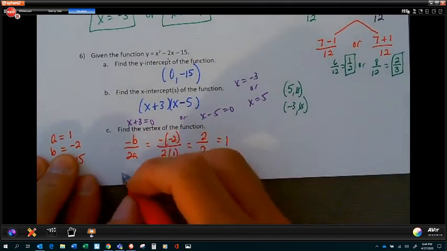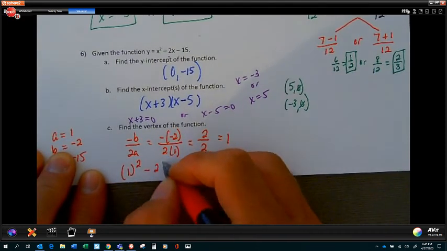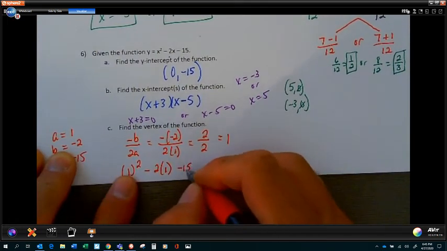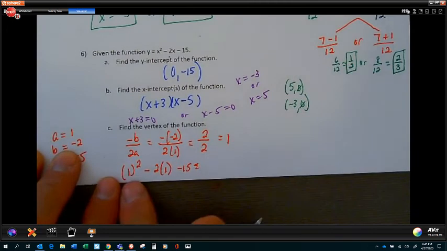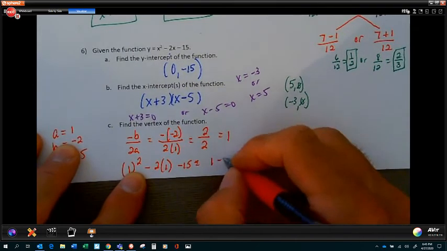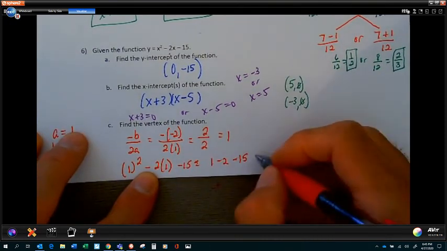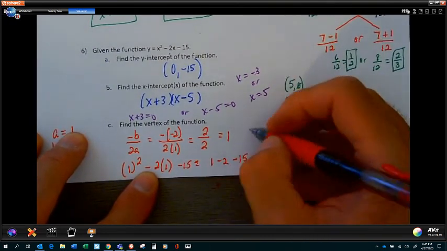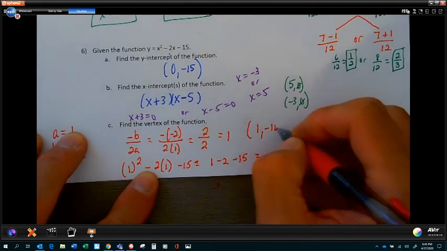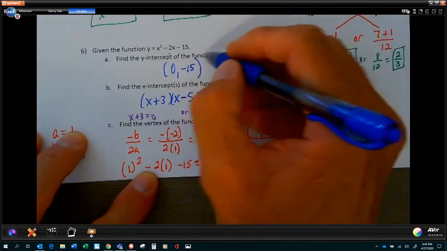Our k, we need to substitute back into the original equation, so we have x squared minus 2 times x minus 15, where our x is 1. We have 1 squared, which gives us 1. Negative 2 times 1 is a negative 2, and then minus 15. So we have 1 minus 2 minus 15 gives us a negative 16. So our vertex is going to be (1, negative 16). Now we found the vertex, we found our x-intercepts, and we found our y-intercept.